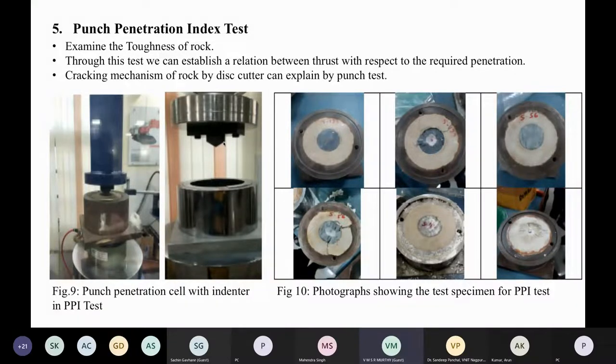So in principle, what we are trying to do is simulate the penetration happening under the load of this cutter ring and then see how the rock is behaving in terms of the force versus penetration, and the cracking potential of the rock.